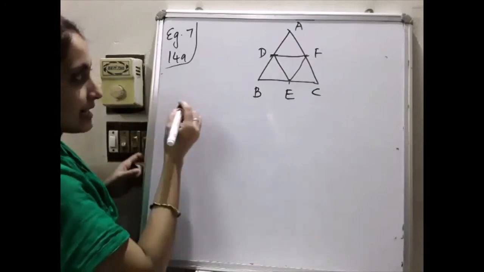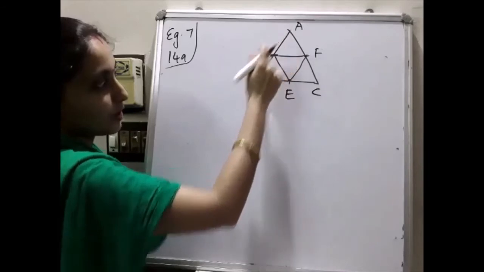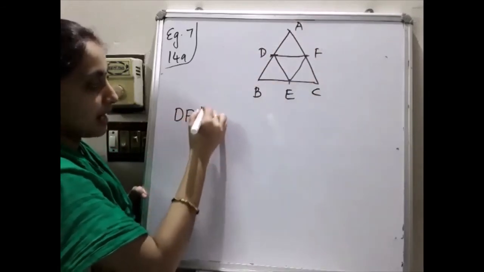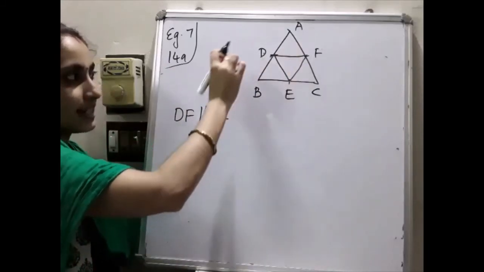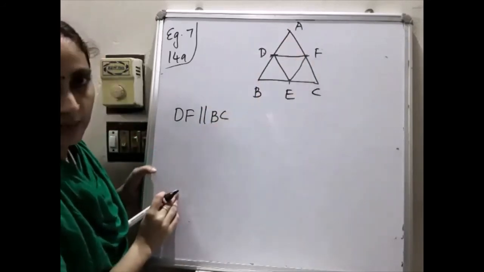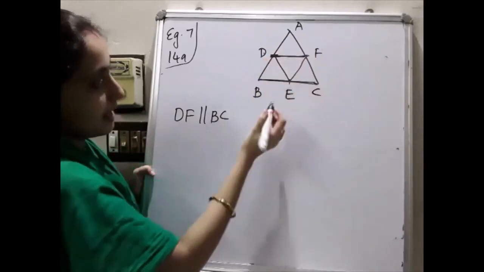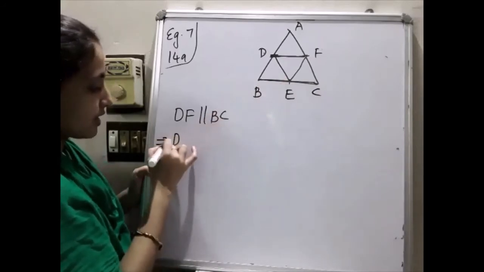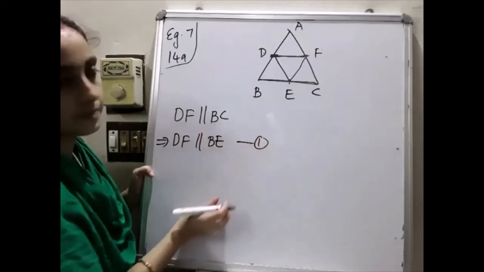Okay, before that, listen here. D is a midpoint of AB, F is a midpoint of AC, so we can write DF is parallel to BC. Because D is a midpoint of AB and F is a midpoint of AC. And this line and this line are parallel, this full is parallel means this portion is also parallel. So we can write DF is parallel to BE. So first condition we got.